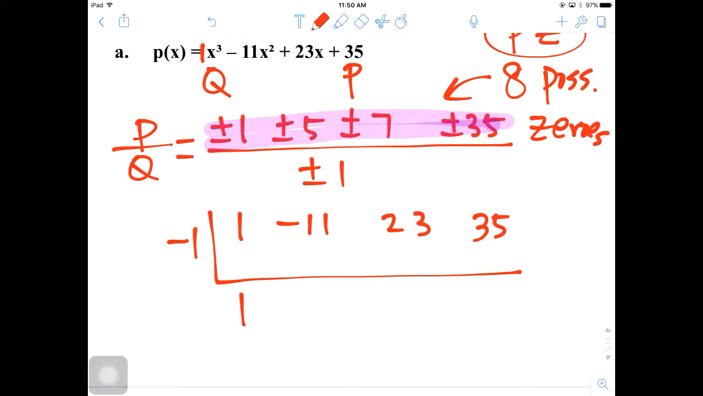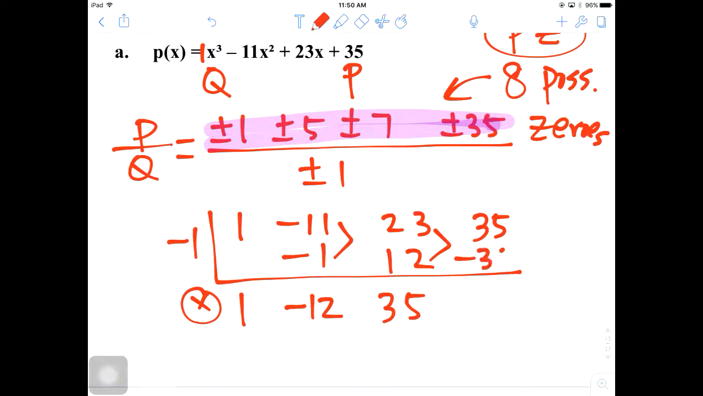So bring down the first term. That's 1, and then we're going to multiply. 1 times negative 1 is negative 1. Combining these two, we're going to have negative 12. Multiplying by the divisor again, we're going to have 12. And then combining these two, we will have 35. And then finally, multiplying by negative 1, we will have negative 35. And that gives us a 0, which means that we have a factor.